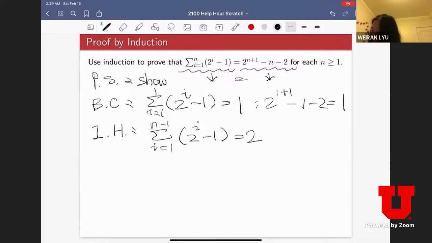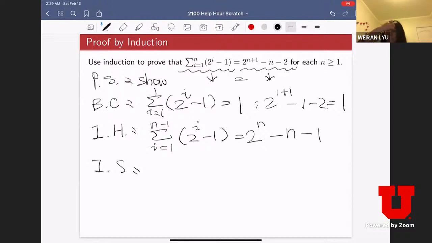So in this case, it would become 2 to the n and minus n, and that's plus 1 and minus 2, and that's minus 1. Yep. And then for the inductive steps, what are you going to do next? So where are you going to start?